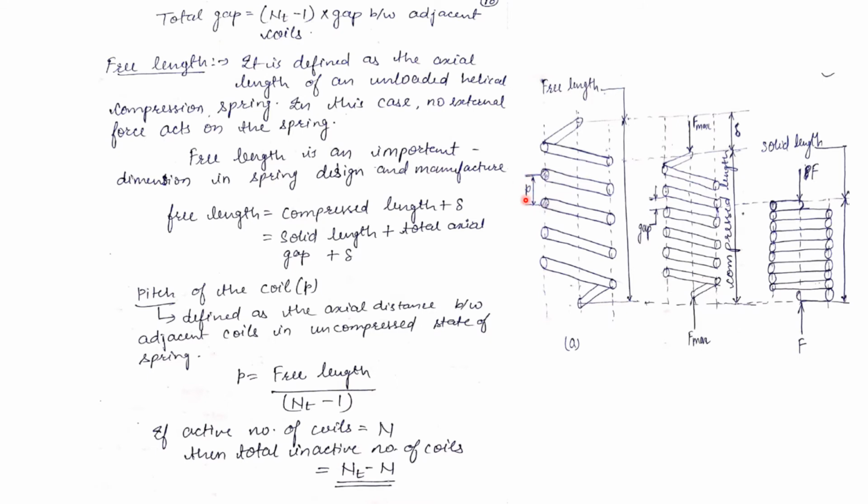To calculate the pitch of the coil, we have to know the free length of the spring. The pitch of the coil will be the free length upon nt minus 1, where nt minus 1 is the total number of gaps between the coils. If there are nt total number of coils, then the total number of gaps will be nt minus 1.